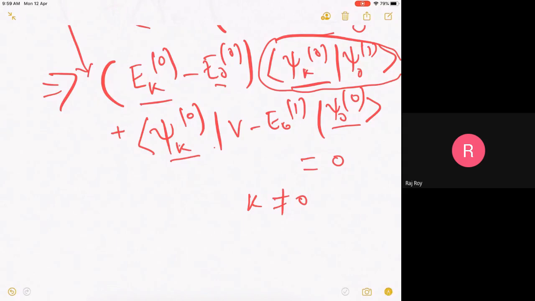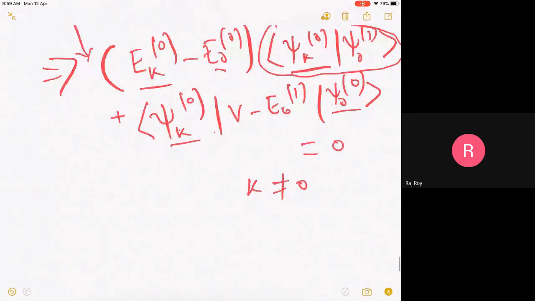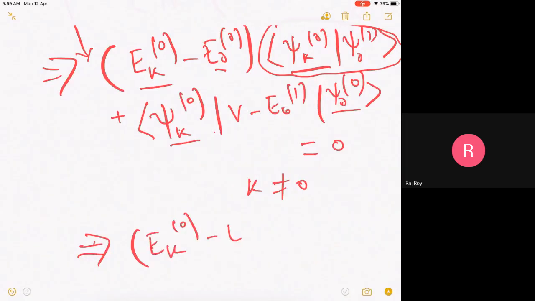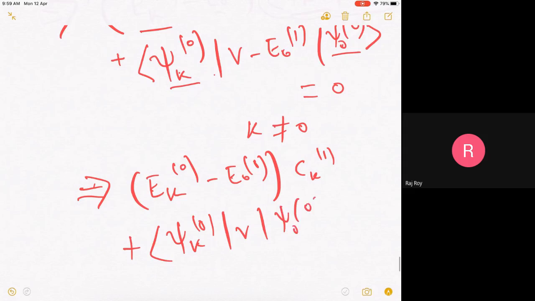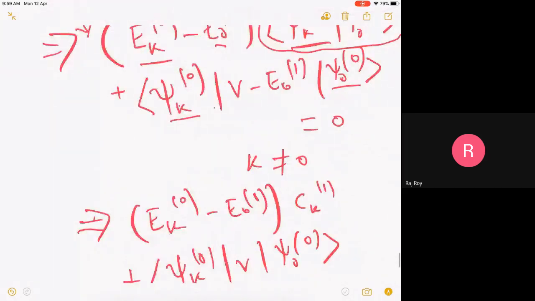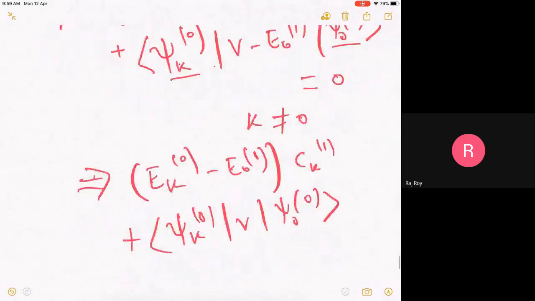So since these are orthogonal to each other, I can write my equation in the following manner. Ek0 minus E0, 0, into ck1. I'm just writing this coefficient now, plus psi k 0, V, psi 0, 0. Remember, I wrote it separately. And minus E0, 1, these are orthogonal because k not equal to 0. So that vanishes, it is equal to 0. Is it clear?